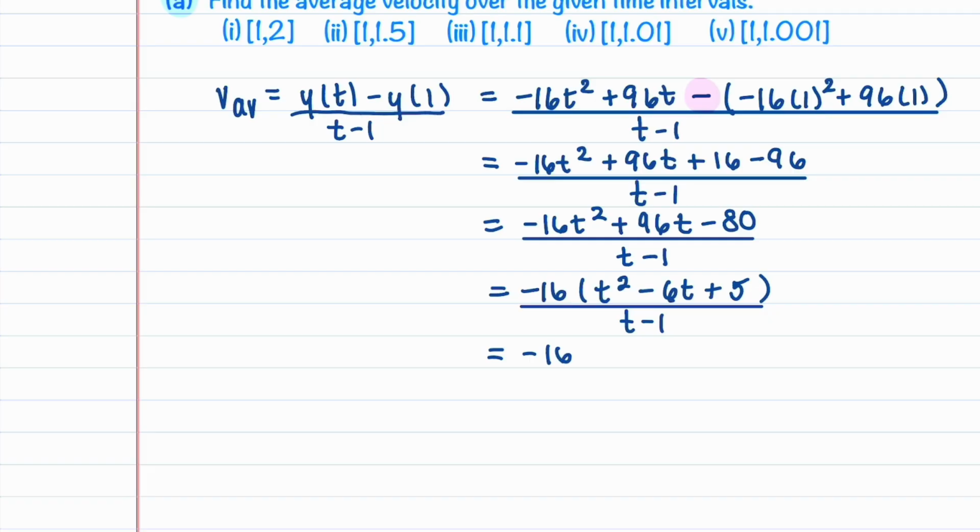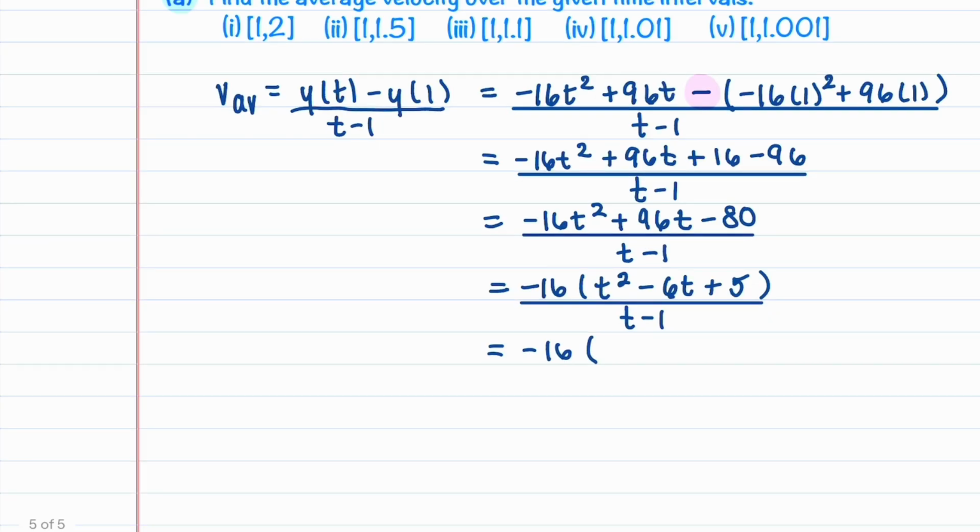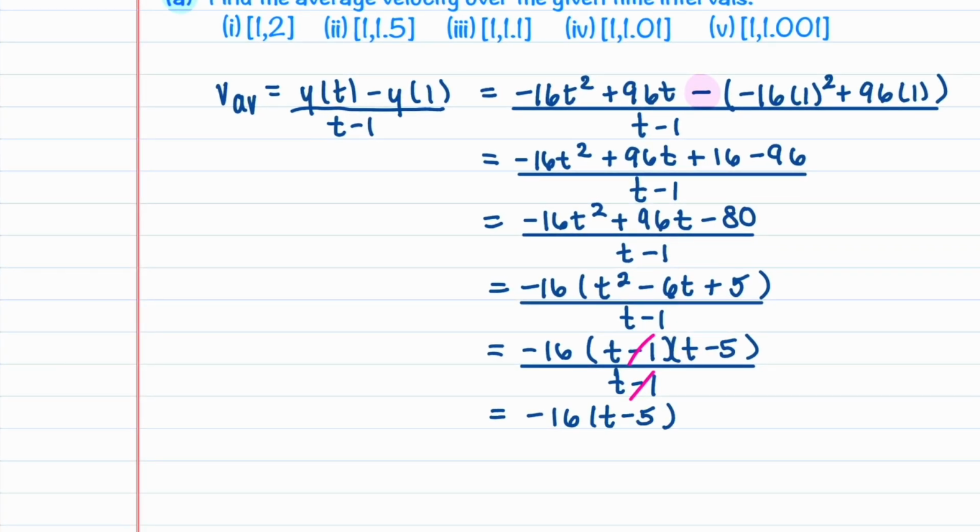Now we can go ahead and factor. This quadratic factors as t minus 1 times t minus 5. And you can see that our t minus 1 terms are going to cancel. So our average velocity becomes minus 16 times t minus 5, and that's equal to minus 16t plus 80. Let's highlight that because that's what we're going to use for our formula when we compute our average velocity in all 5 of our intervals.